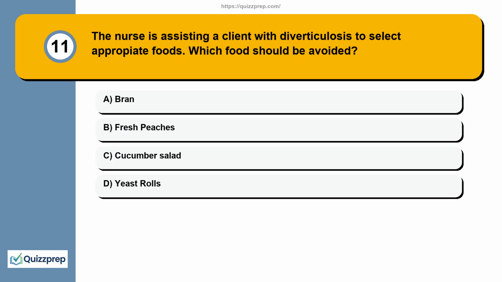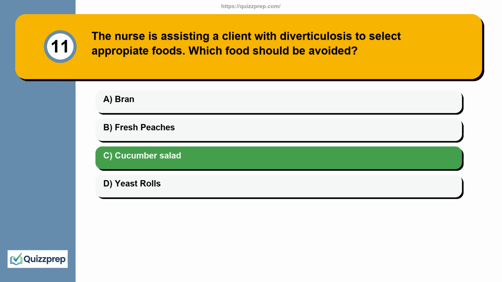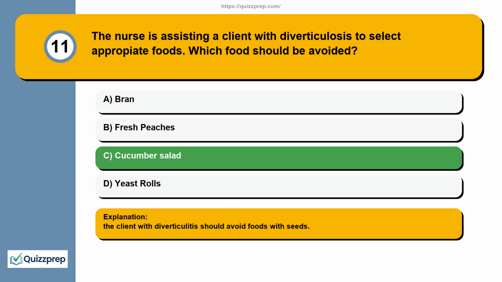Question 11. The nurse is assisting a client with diverticulosis to select appropriate foods. Which food should be avoided? Bran, fresh peaches, cucumber salad, yeast rolls. The client with diverticulitis should avoid foods with seeds.